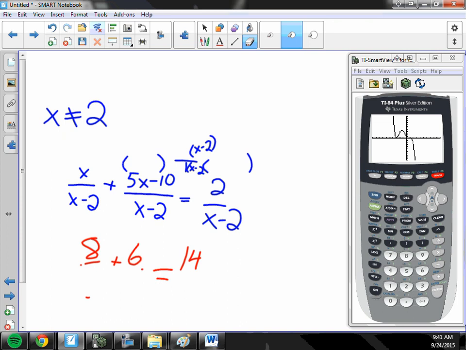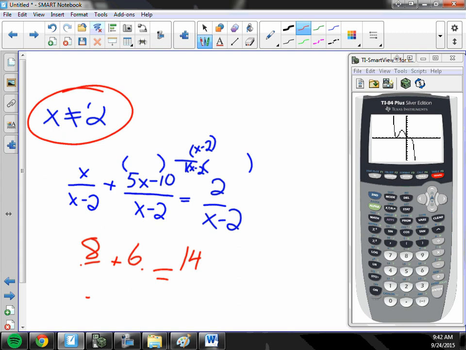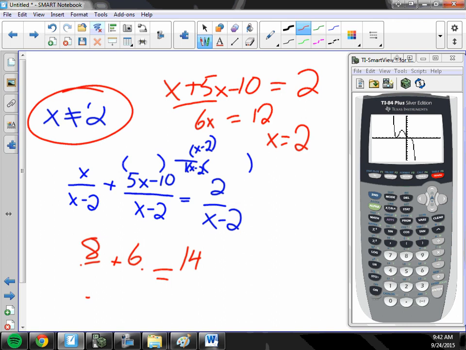whenever you get rid of variables, you always eliminate solutions or possible non-solutions, but we've already stated that x is not allowed to be 2. So go ahead and eliminate the x minus 2, as long as you remember, if the answer we get is 2, it's not really the answer. Okay? So we get x plus 5x minus 10 equals 2. These make 6x, add the 10, 12, divide, x equals 2, but it's not allowed to be 2, so the answer here is no solution.